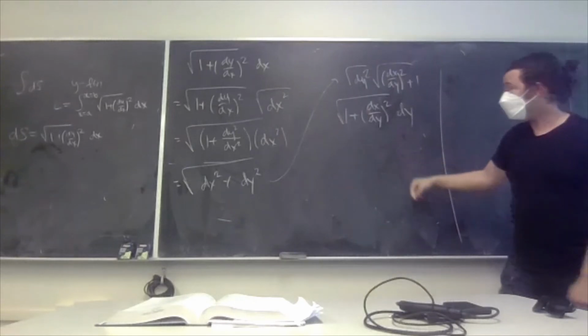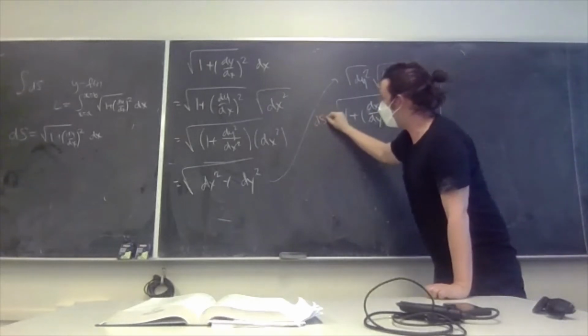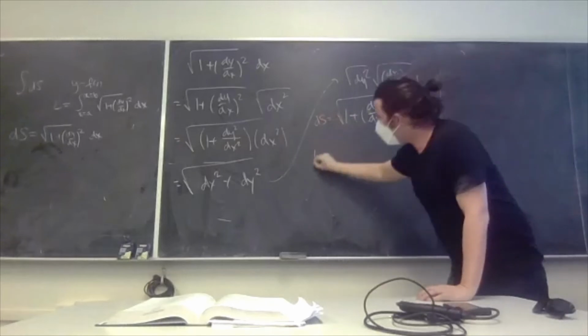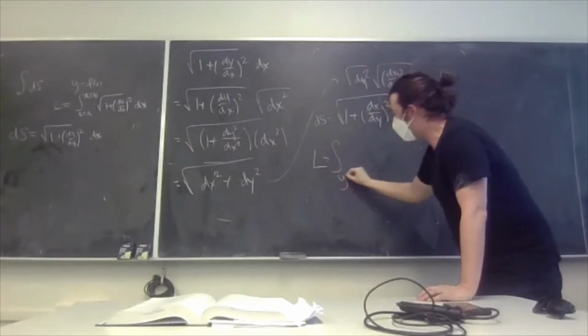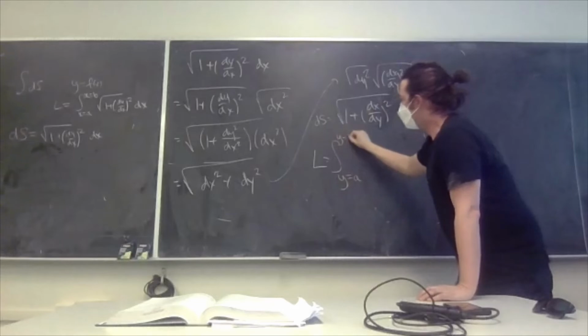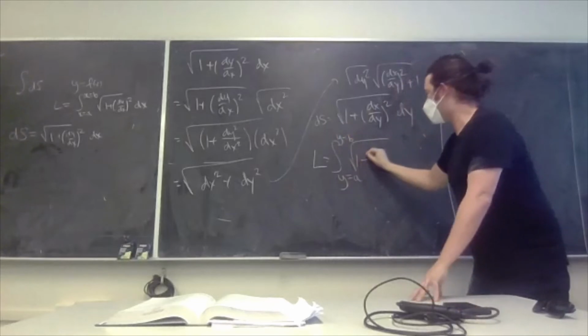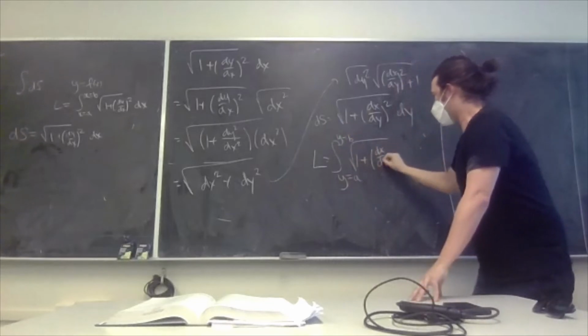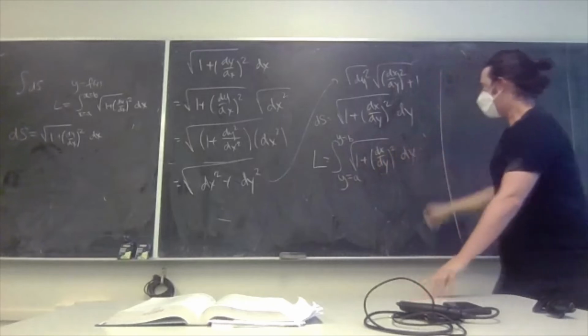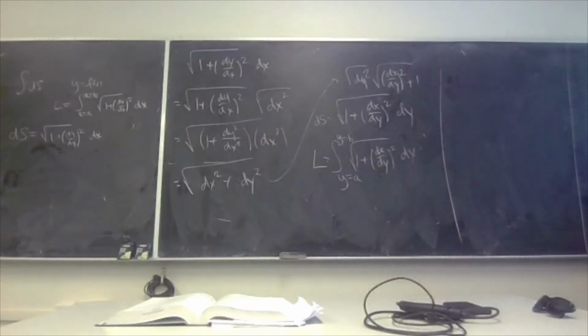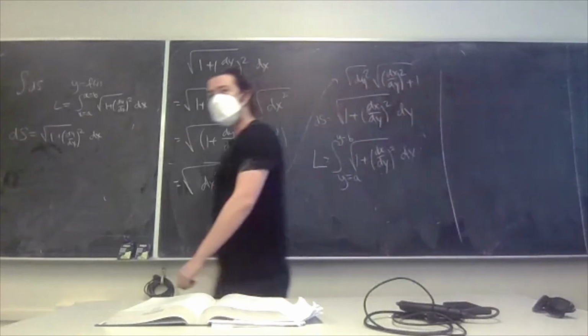So now here's the challenge. This guy right here, this is also ds. I haven't done anything. Still ds. But now I could write L as the integral from y equals a to y equals b of the square root of 1 plus dx/dy squared dy. So here's your challenge. What sort of mathematical BS can I do to this thing to find an expression for ds in terms of dt? Same kind of cruddy manipulation. This one's almost magical.